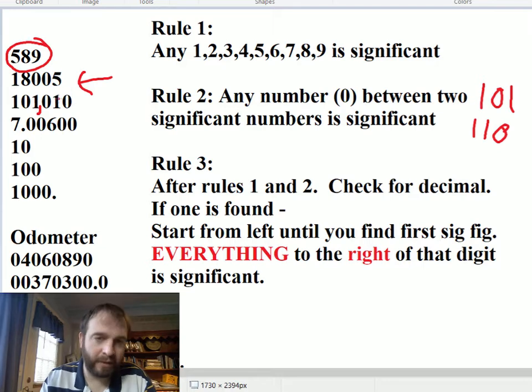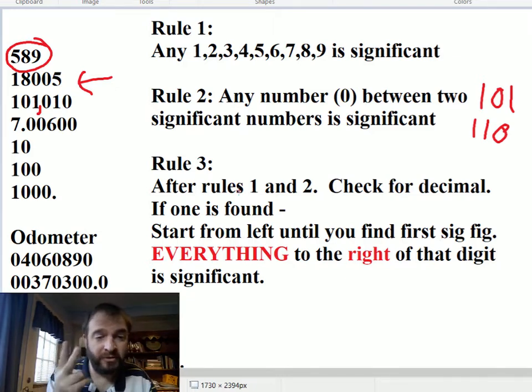Well, this one's got a significant number on its left, but it doesn't have anything on its right. So therefore, this is not significant. Okay? So in this case, this is 5 significant figures, significant digits. Okay? Now this leads me to Rule 3.